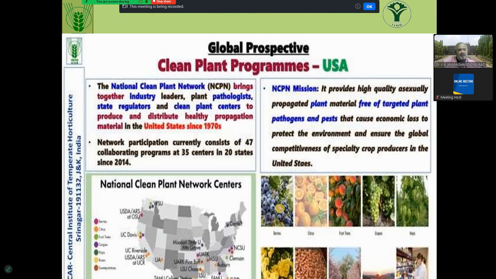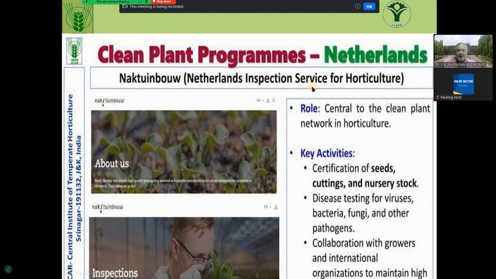For example, in case of cotton, okay, we had this BT cotton which has come, or when temperature increases in Texas, it is affected by pod borers and so on. That is how in the Netherlands also there is certification of seeds, cuttings and nursery stock. In India also we've been trying. So we've been testing for viruses, bacteria and fungi. Okay, we also collaborate with growers and international organizations to maintain very high standards.